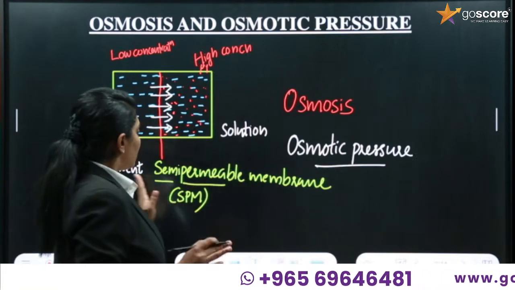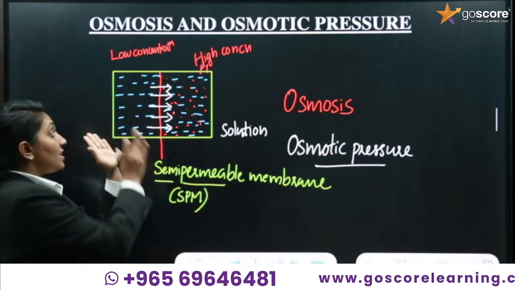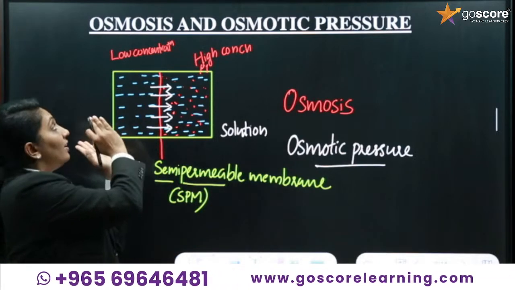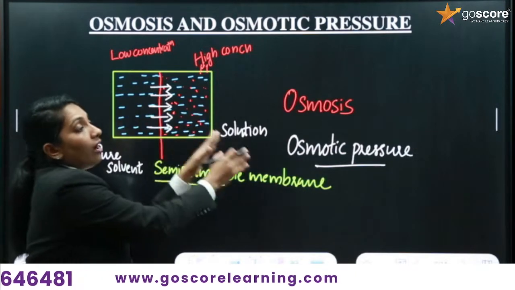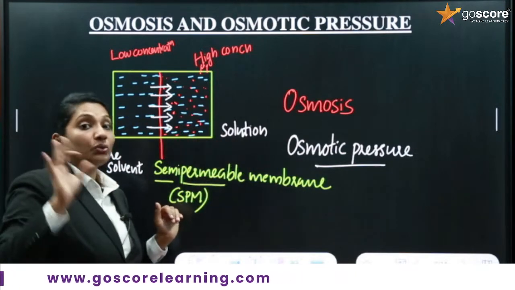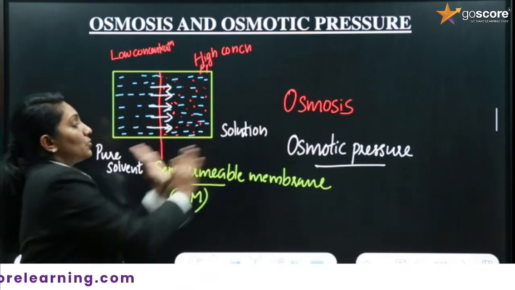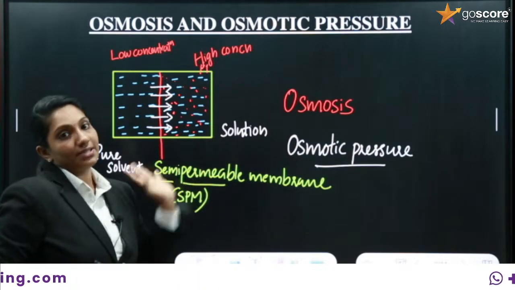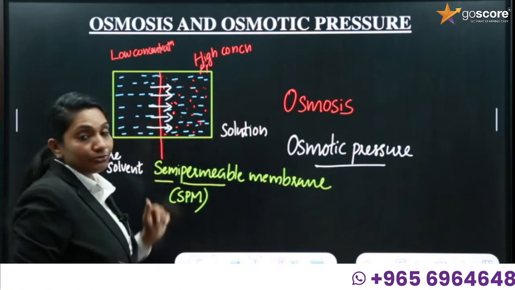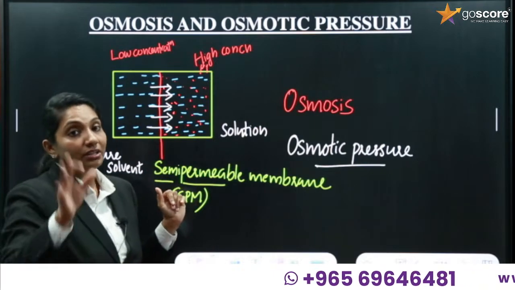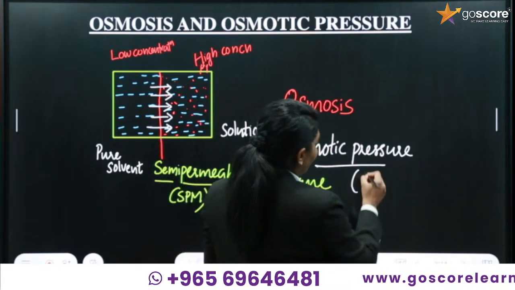Done. So this is clear for you, right? So usually in osmosis, the solvent flows from a low concentration area to a higher concentration area through a semi-permeable membrane, or from a pure solvent to solution through the semi-permeable membrane. And the external pressure which will stop the flow of the solvent is called osmotic pressure. Okay, and this osmotic pressure we are representing with.